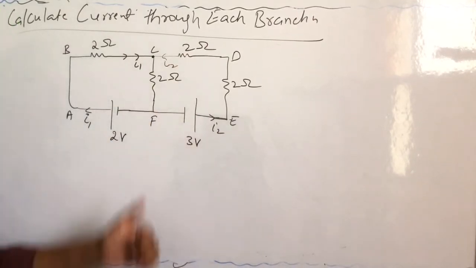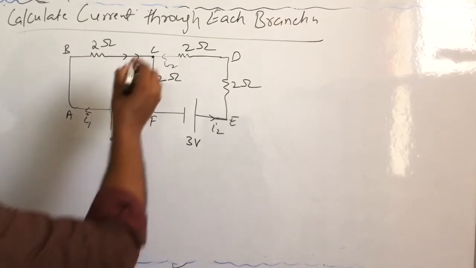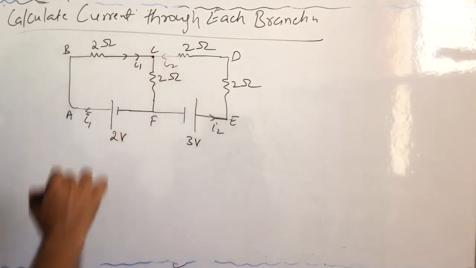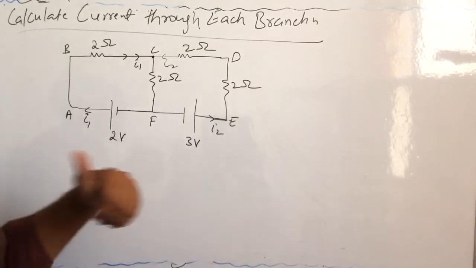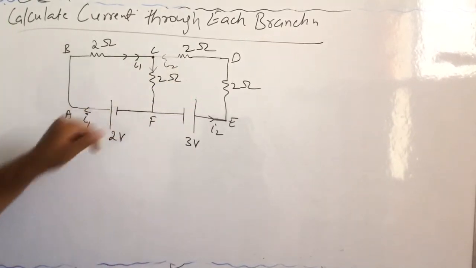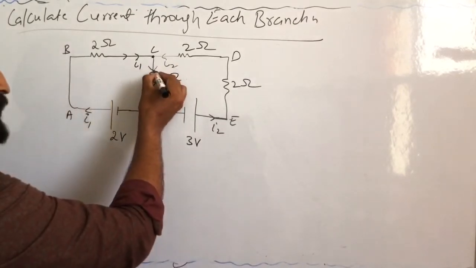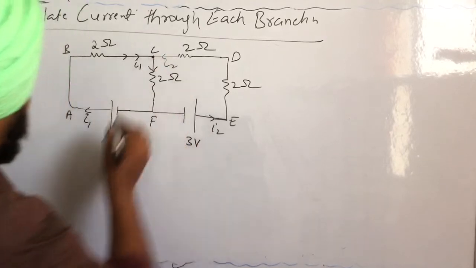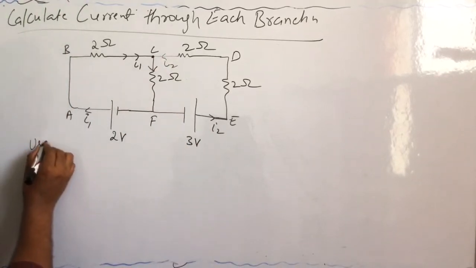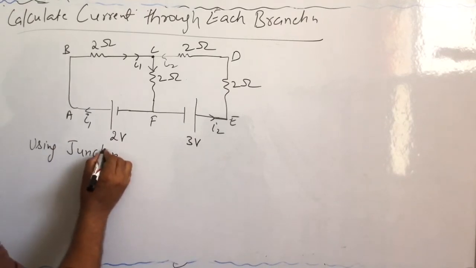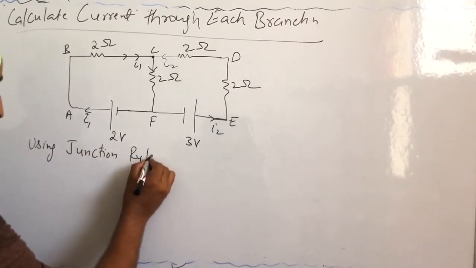Fine. So now at point C, at this junction, I1 current is entering from this side, I2 current is entering from this side. So what should be the current that must leave through this point? The current that must flow in this direction should be equal to I1 plus I2 by using the junction rule at C.